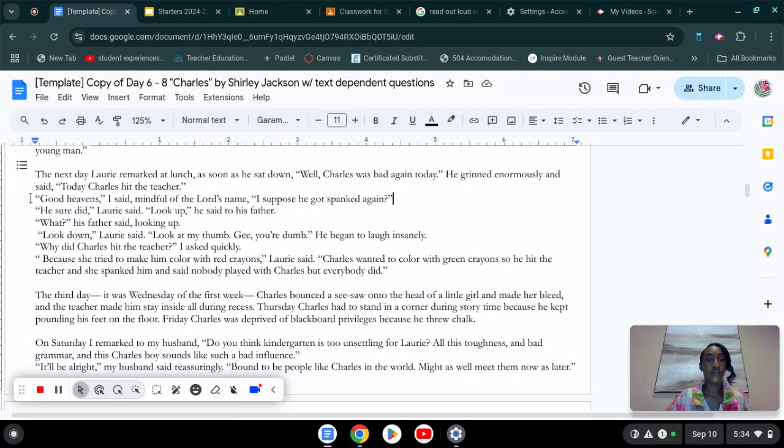Next part. It says, "'Good heavens,' I said, mindful of the Lord's name. 'I suppose he got spanked again.' 'He sure did,' Laurie said. 'Look up,' he said to his father. 'What?' his father said, looking up. 'Look down,' Laurie said. 'Look at my thumb. Gee, you're dumb.' He began to laugh insanely." Ain't no way I'm letting a child call me dumb. I'm popping you. Then it says, for real?